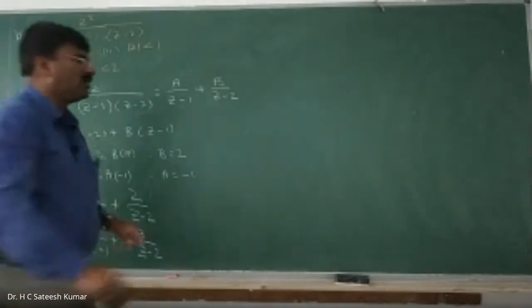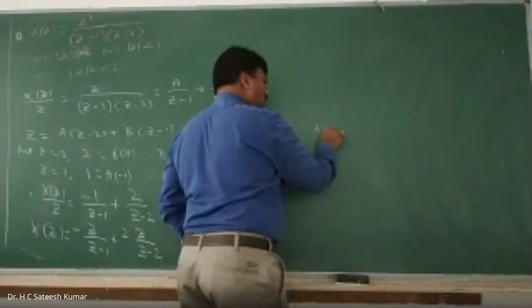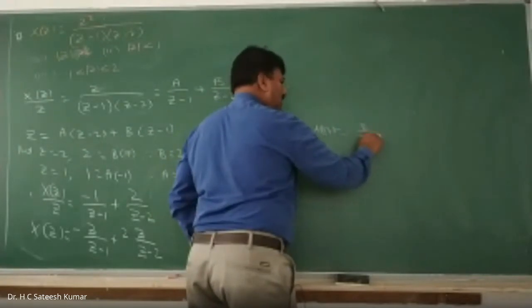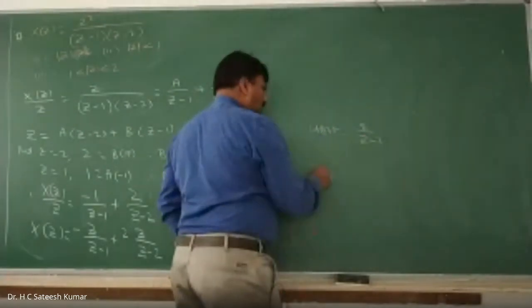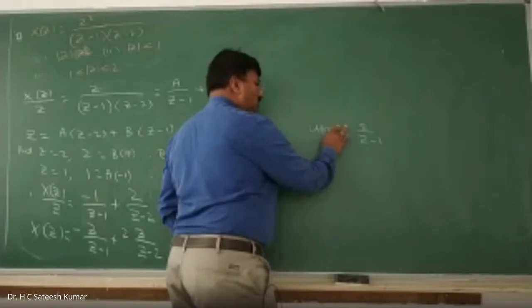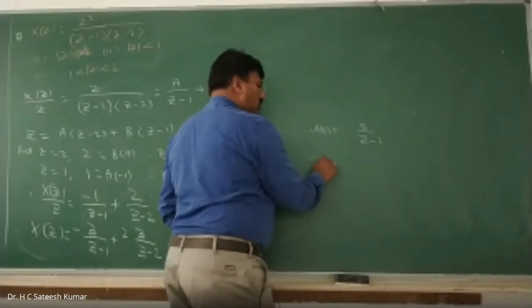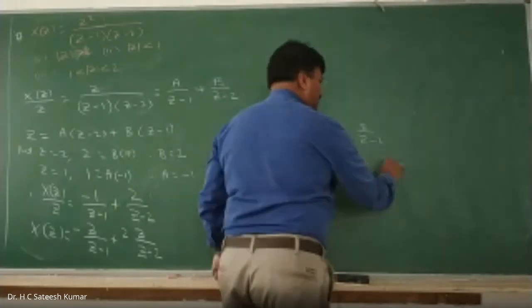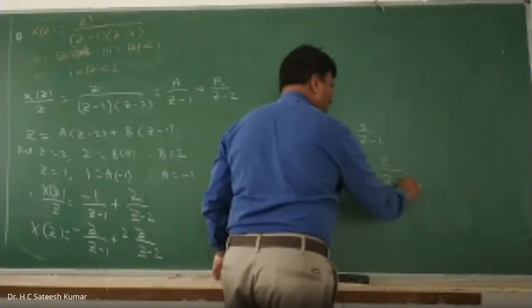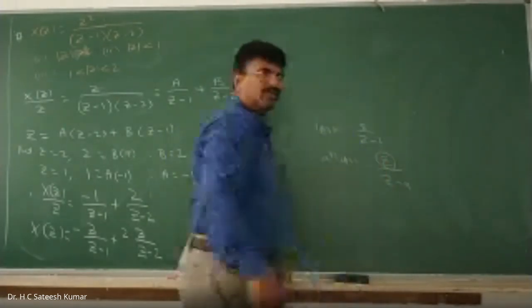For example, the Z transformation of u(n) is what? Z divided by Z minus 1. What is the Z transformation of a to the power n into u(n)? Z divided by Z minus a. So in all these things, we have Z in the numerator.